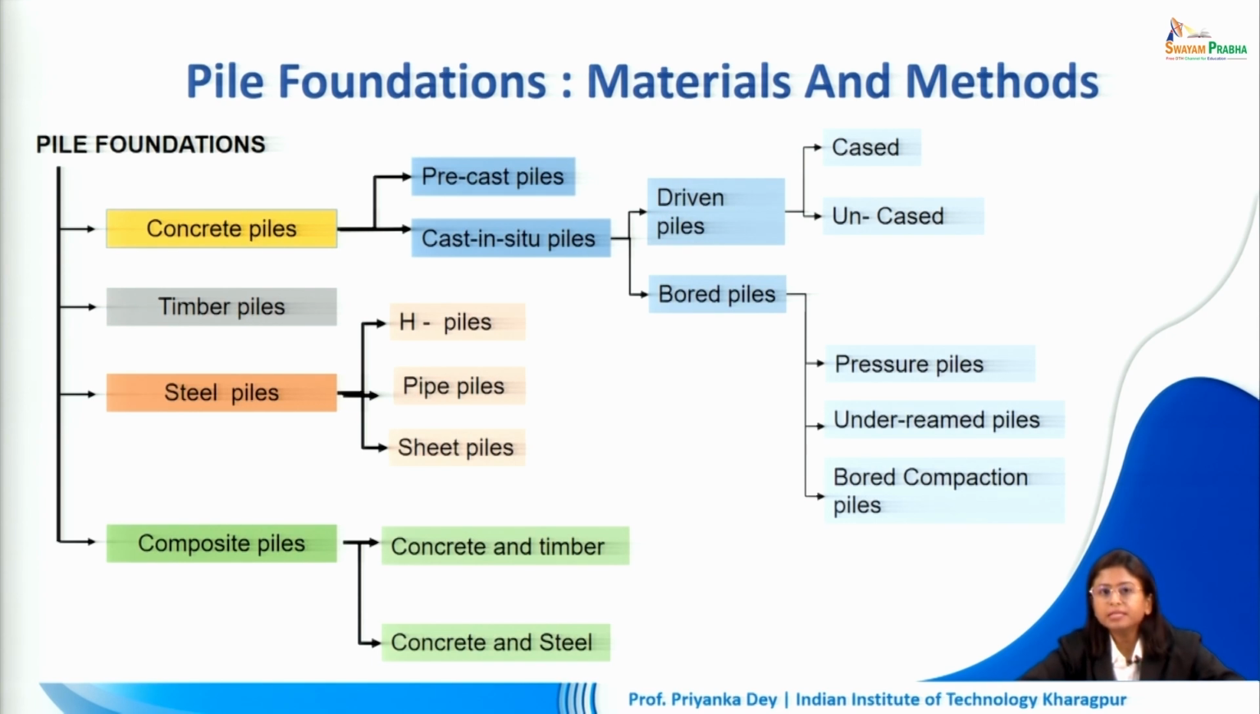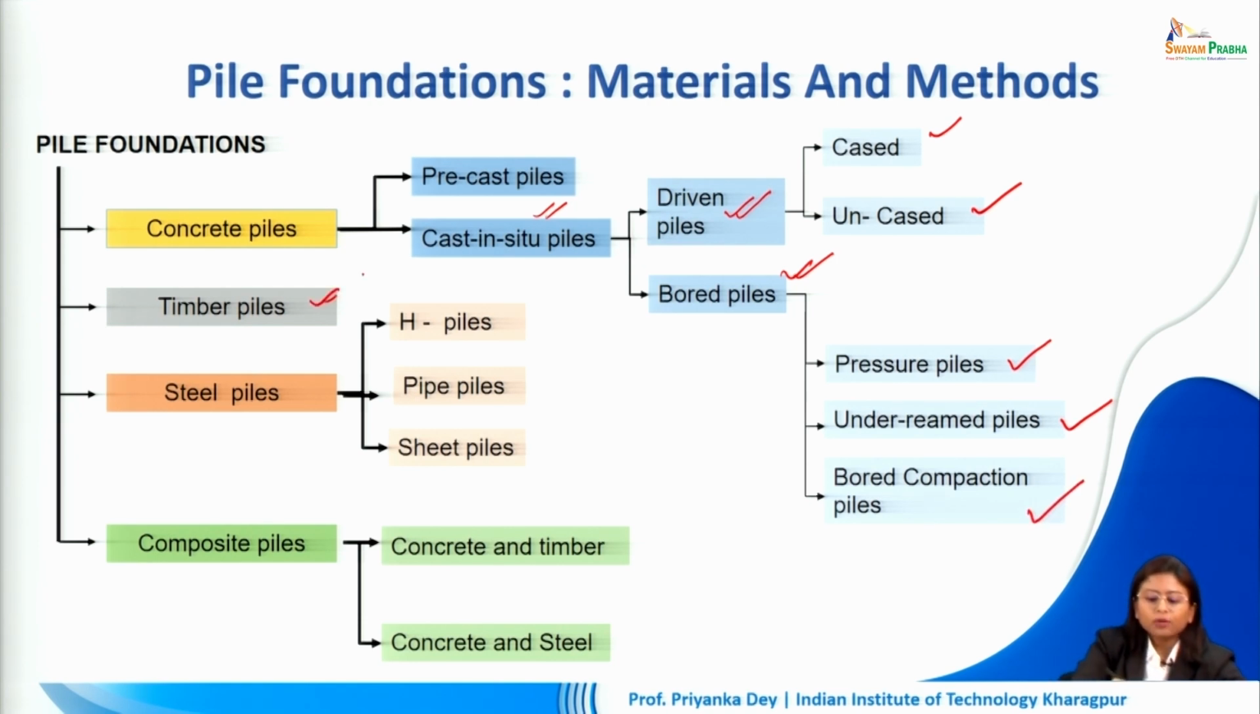We are going to revisit the types of pile foundation because we learned a lot of types. So let's revisit it to revise. First of all, pile foundation can be concrete pile, which means it can be precast or cast in situ pile. Cast in situ piles, which are made on site, can either be driven into the ground or they can be bored into the ground. Driven piles can be cased or uncased, that is they may have a covering or not. Bored piles can be pressure piles, under-ream piles or bored compaction piles, which are a combination of bored and driven both. Timber piles can also be made.